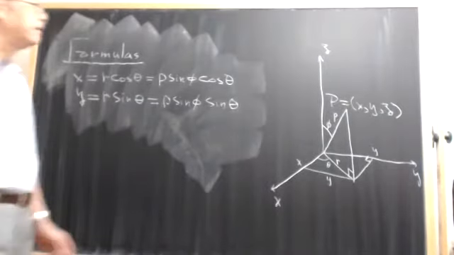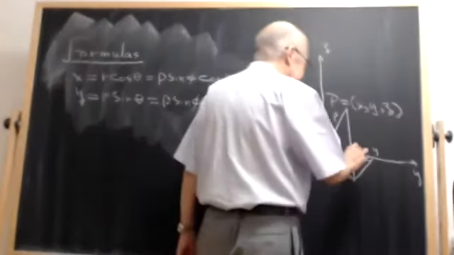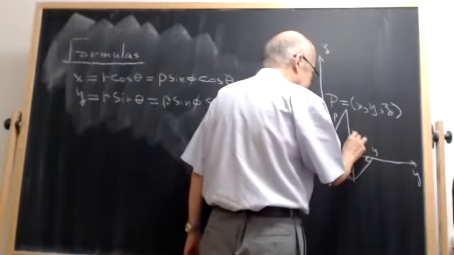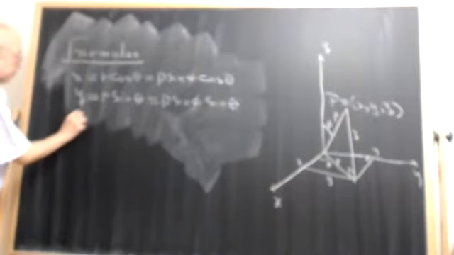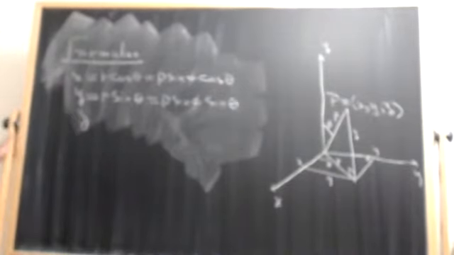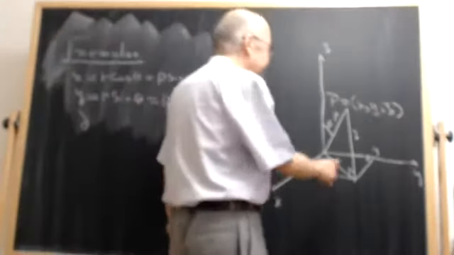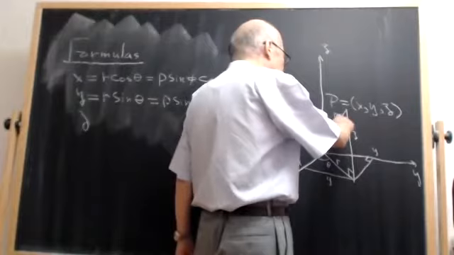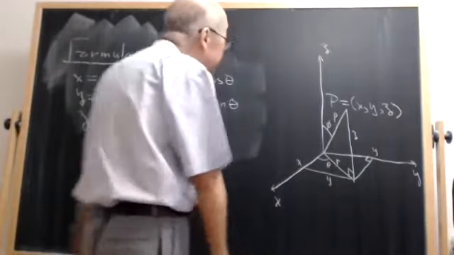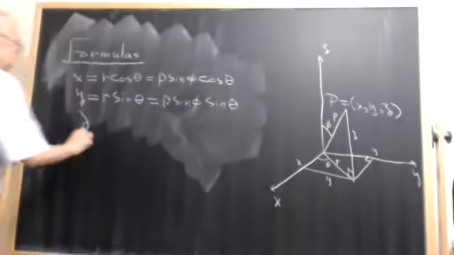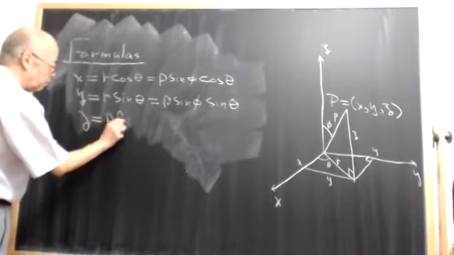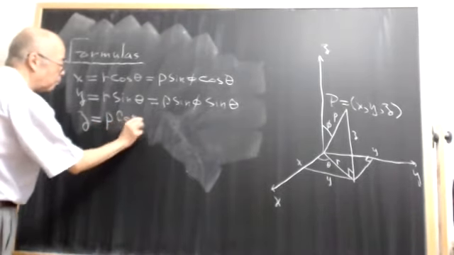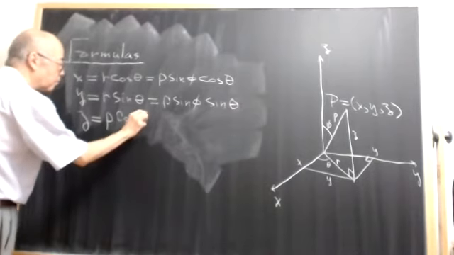And finally, we want to find z. This is z. So what's z equal to? Z is very simple. It's just rho cosine phi.